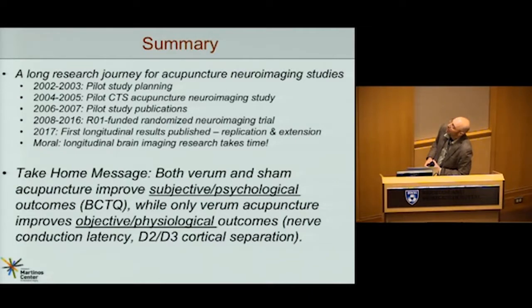So yeah, the take-home message here is that both Verum and sham acupuncture improve subjective psychological outcomes, while only Verum acupuncture can improve objective physiological outcomes, the nerve conduction velocities and latencies, D2, D3 cortical separation, these types of things.